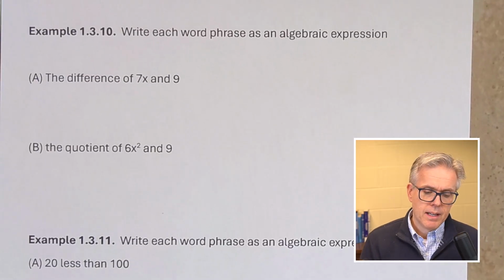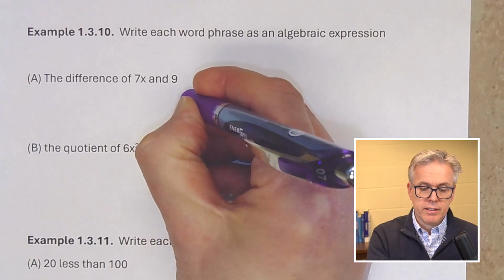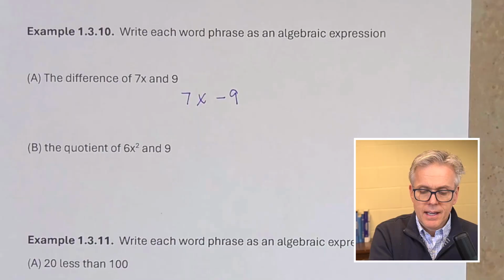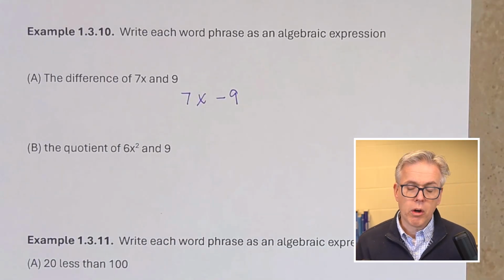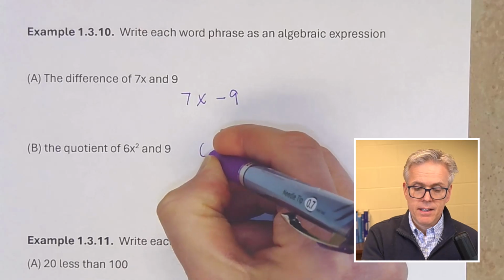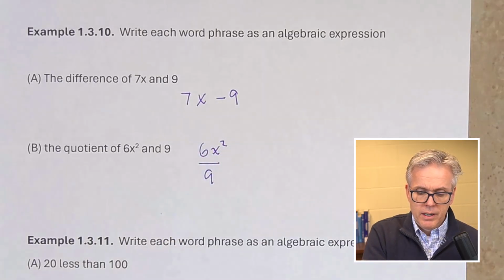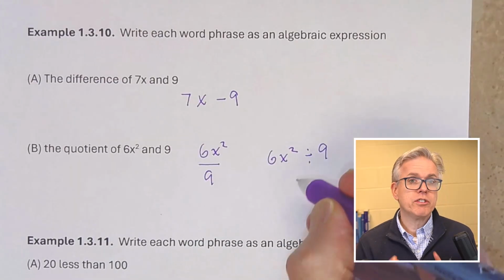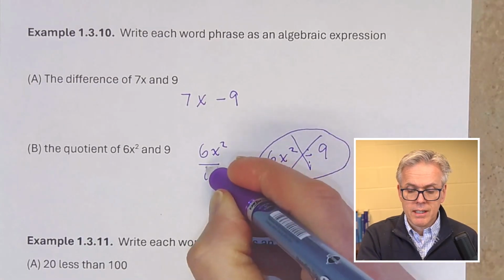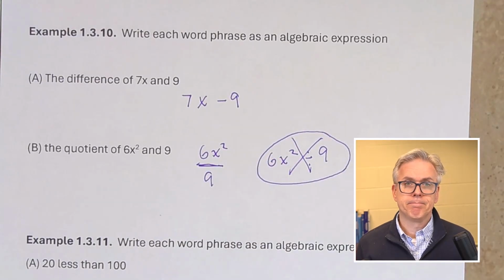Okay, this next one, the difference of 7x and 9. So the difference of 7x and 9 is just 7x minus 9. The quotient of 6x squared and 9, so quotient means divide, so the quotient is going to be 6x squared over 9. We generally don't use the division symbol in algebra, so we're going to avoid using it this way and write it with the fraction bar this way.